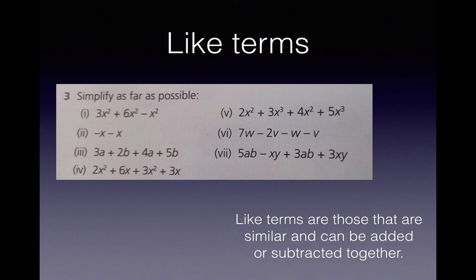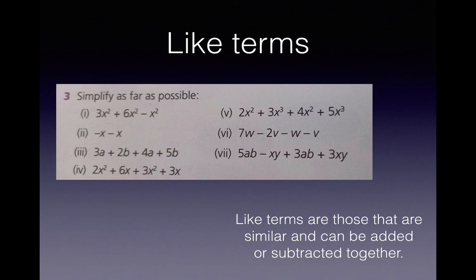The next one, 5x squared plus 9x. The next one, 6x squared plus 8x cubed. Number 6, 7w minus 2v minus w minus v. So we have 7 Wonka bars of chocolates minus 2 Venuses, minus 1 Wonka bar of chocolate minus another Venus. I have no idea what a Venus is. So 7 Wonka bars of chocolate minus 1 Wonka bar of chocolate is 6 Wonka bars of chocolate. And if I owe 2 Venuses and owe another Venus, I owe 3 Venuses. That'll give me 6w minus 3v.